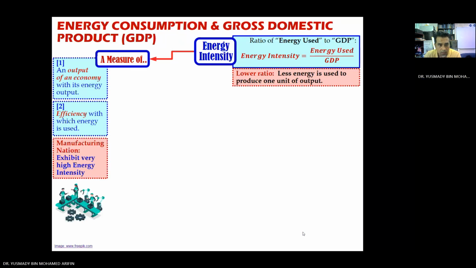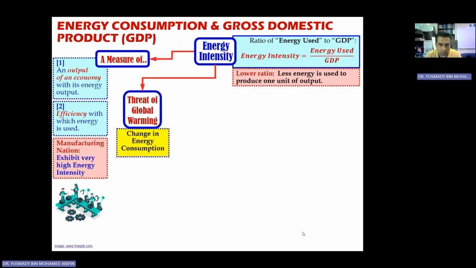In terms of a manufacturing nation, a nation or society that is heavily involved in manufacturing will exhibit very high energy intensity if we calculate it, because the nation consumes a lot of energy in order to produce more product and increase production. Then, the threat of global warming: energy intensity will cause changes in energy consumption and also changes in energy policy.